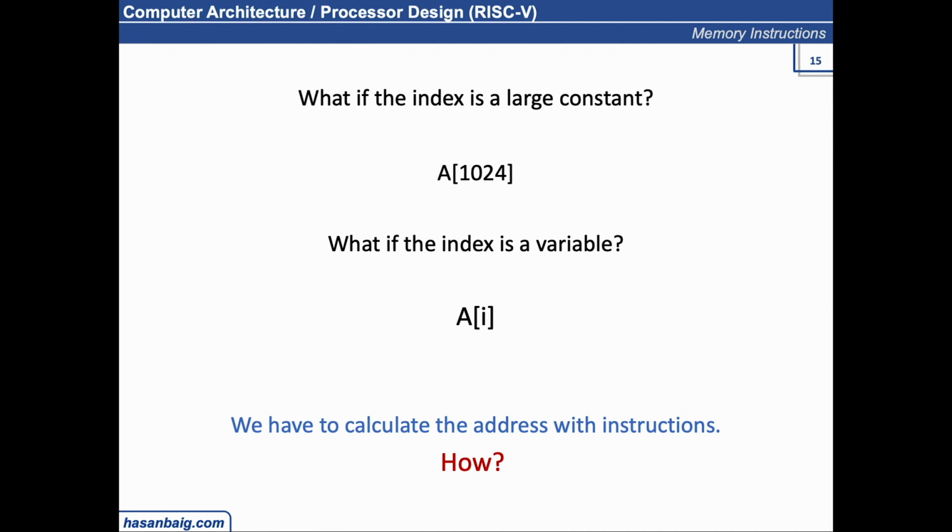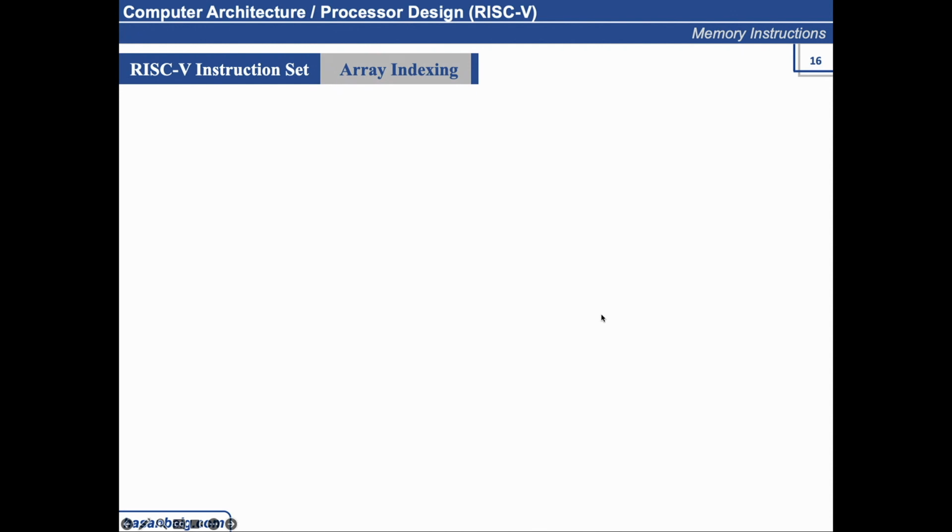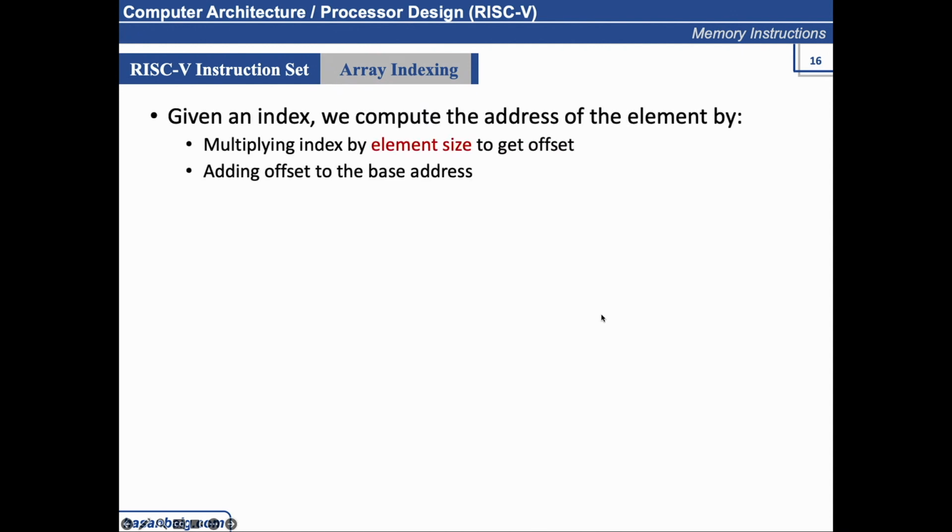What instruction can we use? Remember that we are multiplying every offset value with 4. And we have already seen how we can get any value multiplied by 4 with the help of shift left logical instructions. Okay? So for array indexing, we have already talked about this, multiplying the index by the element size to get the offset value, and we need to add the offset to the base address.